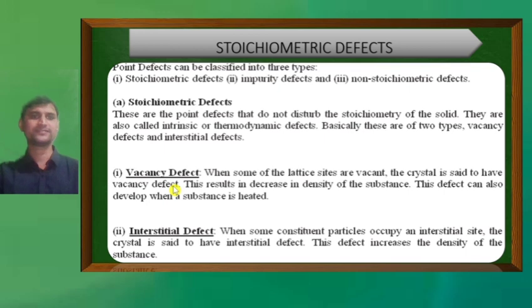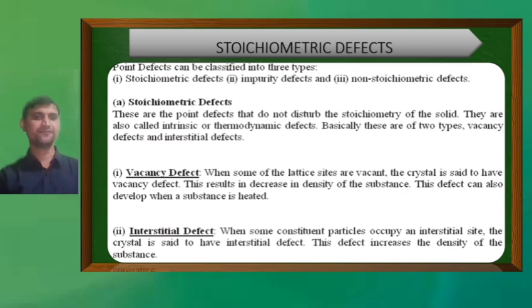Vacancy defect, the name itself indicates that there is a creation of vacancy, meaning positive or negative ions are missing and they create a vacancy. So there is a decrease in density of that particular substance. Naturally, if there is a loss of cation or anion, there is a decrease in density.